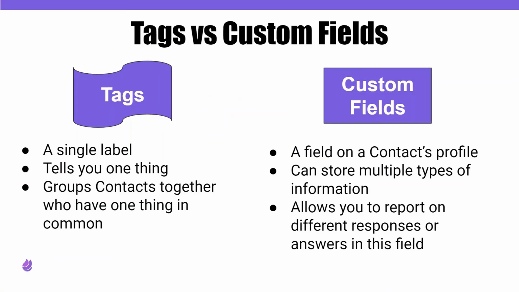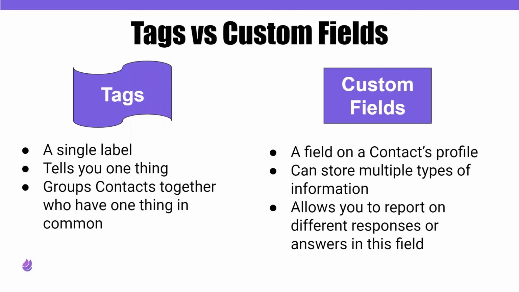What's the difference between tags and custom fields? Wonderful question. We do get asked this. I think the biggest difference between the two is the level of detail that you can track using them. So for tags on the left, they only track one thing. It's a single label that you can apply to a contact.